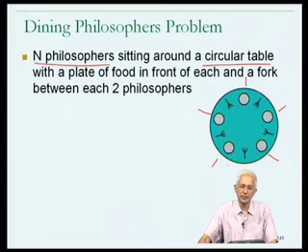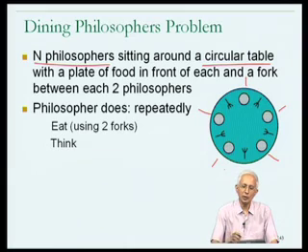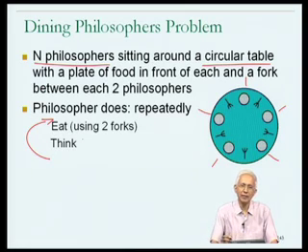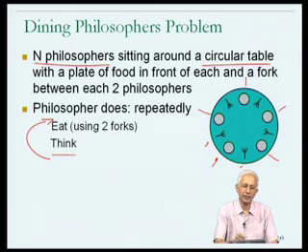Now, they are called philosophers because all that the philosophers do is repeatedly, in other words, this is a loop, they think and then they eat. And in order to eat, they have to acquire 2 forks. Because to eat, they have to get the fork on the left and the fork on the right and then eat. And after having eaten, they put the forks back and think.